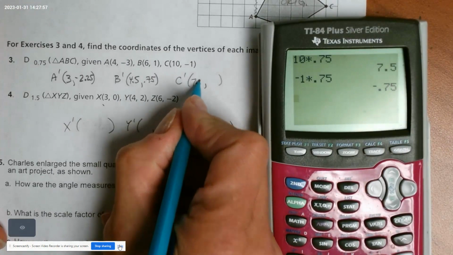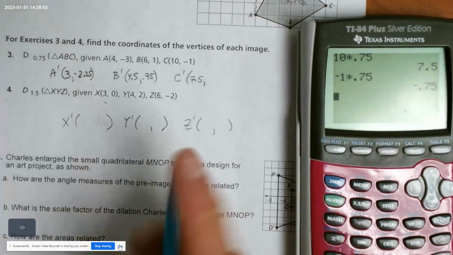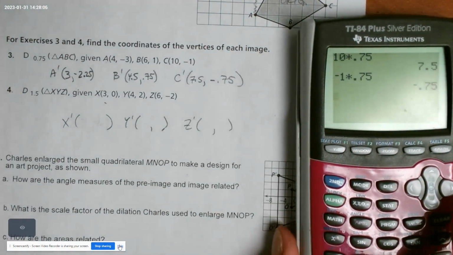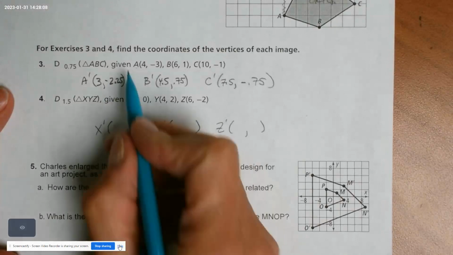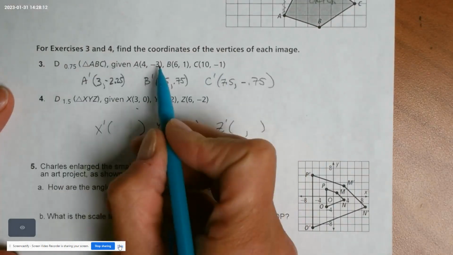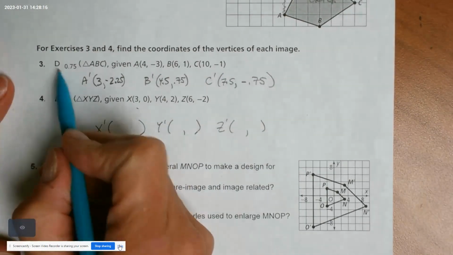And that is 7.5. And I'm going to go ahead and erase that. -0.75. So, got smaller, all these numbers. Just calculate, multiply, and you have the new coordinates after a dilation of 0.75.